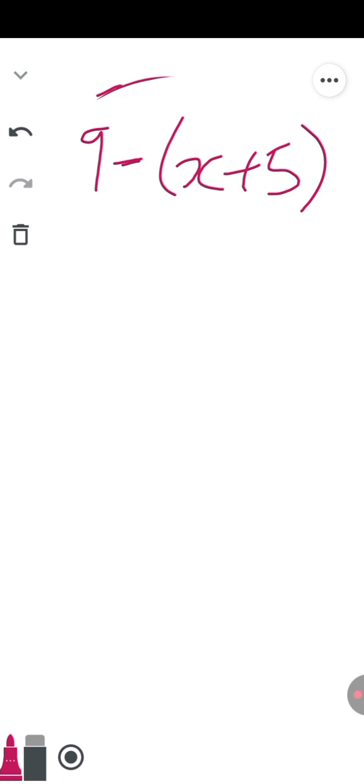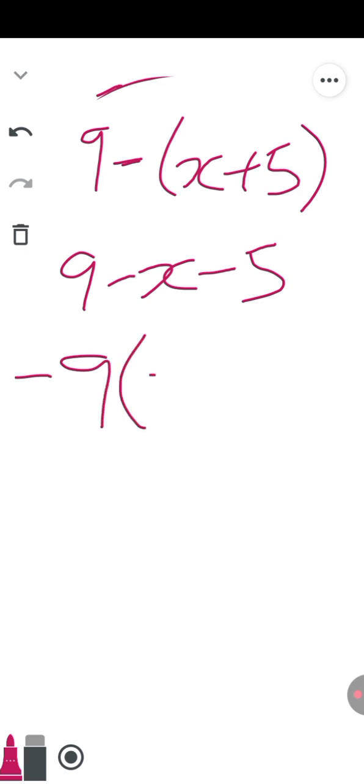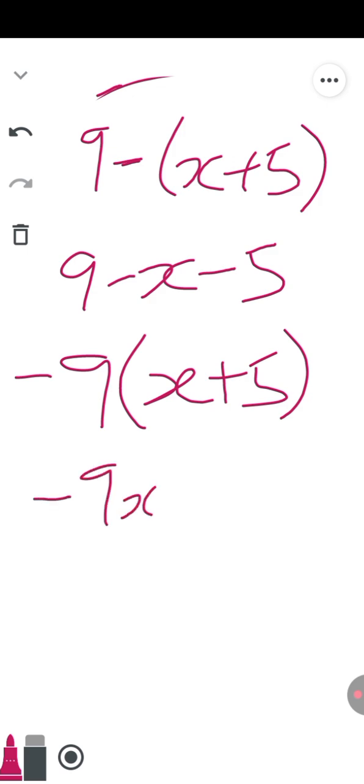So this will be 9 minus x minus 5. Do you see that? 9 minus x minus 5. So don't be tempted. If the question was like this, minus 9 into x plus 5, I would have opened the bracket with minus 9. So this will give me minus 9x. What is minus 9 times plus 5? That's minus 45. You see the difference now? But it's not the case here.